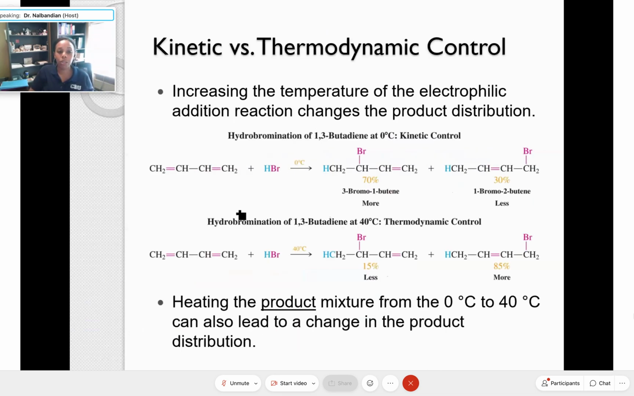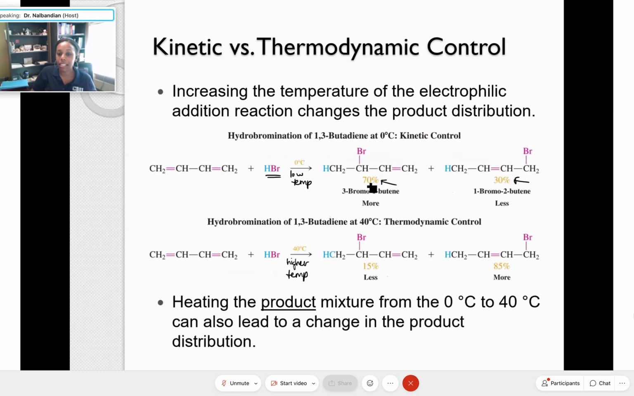So let's go back to our original example there with the HBr. Remember I said we would talk about those yields, so 70% yield and 30% yield. If we keep the temperature low, then this would be our product distribution, where we'll get more of the 3-bromo-1-butene than the 1-bromo-2-butene. But if we increase the temperature to 40, so let's just say higher temperature, it's not really that high, but a higher temperature, then we change it.